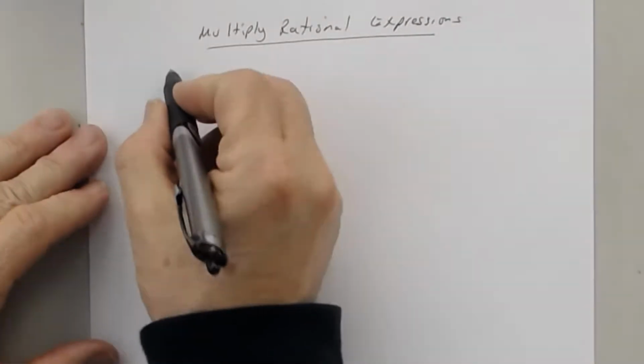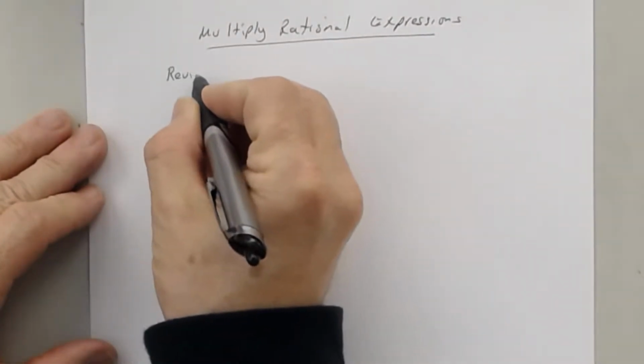So multiplying rational expressions. All right, let's look at the first example. Okay, so we're going to have to review something first from a previous course.